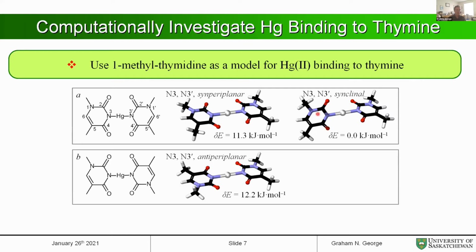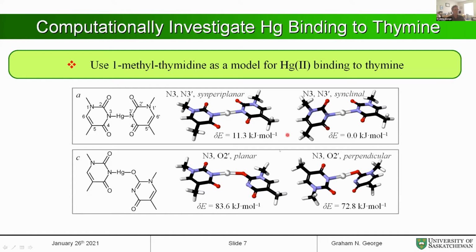Then there's the anti-periplanar geometry where you're again bound by the N3 nitrogens. This is the lowest energy, but it's not lower by very much, only 11 kilojoules per mole. This is the next one up above the syn periplanar, very close in energy to this, only 0.9 kilojoules per mole above this particular one. And here the nitrogens are on the opposite side. This couldn't form in DNA.